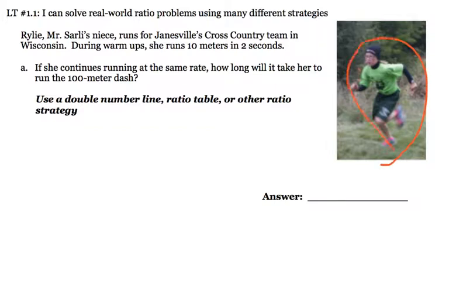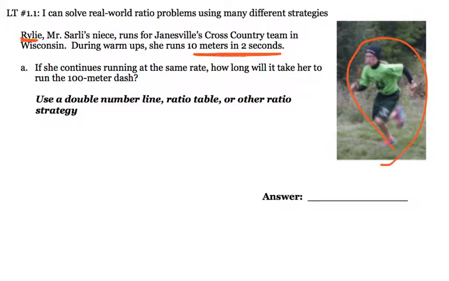This is my niece. She was a 5th grader then. She's a 6th grader now. Her name is Riley, and she lives in Wisconsin. It says, Riley, Mr. Sarley's niece, runs for Janesville's cross-country team in Wisconsin. During warm-ups, she runs 10 meters in 2 seconds.